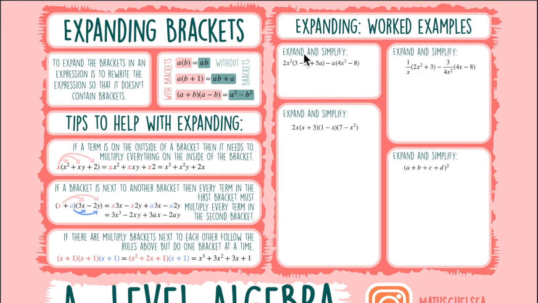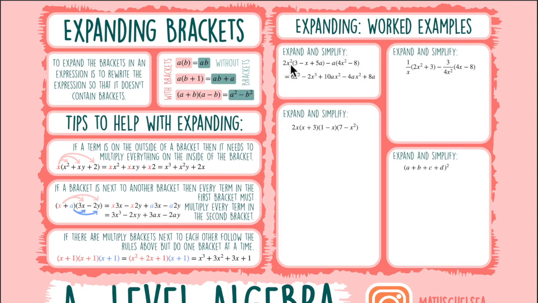Okay, we have to expand and simplify this expression here. So we know from our rules that everything on the outside of the bracket must multiply everything on the inside. So this 2x squared must multiply these three terms in this bracket. Then this guy here is separate. This minus a must multiply these two terms.